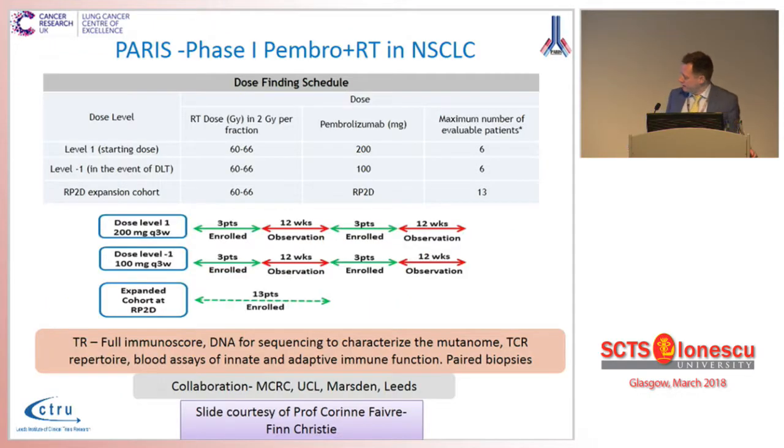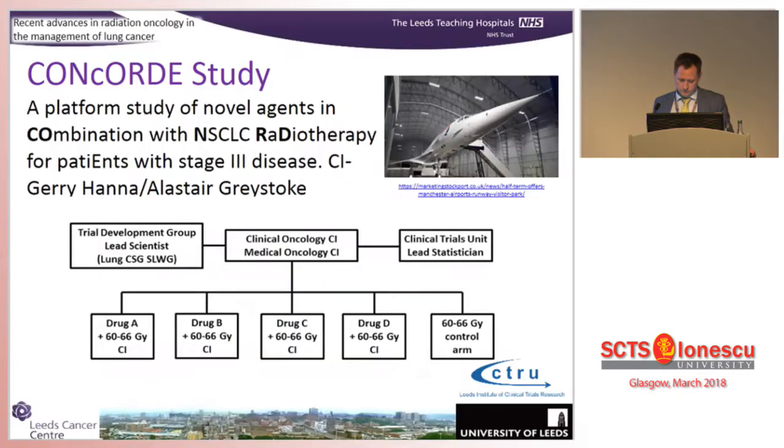So we have the Paris study that's just about to open. This is led by Professor Farber Finn and Christie, where we're giving Pembrolizumab before the treatment and going on through radical radiotherapy, with a phase of Pembrolizumab afterwards. First off, we want to see if it's safe, and whether radiotherapy enhances the immunotherapy, or could it potentially make it worse, because by treating such a large field of nodal disease you might actually reduce the immunotherapy effect? So we're trying to answer this question in a very controlled manner.